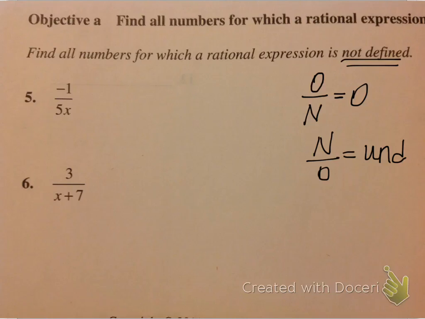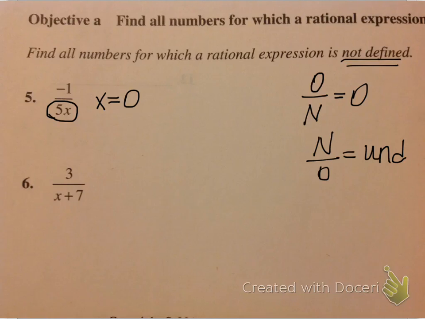So what we have to do when we're dealing with rational expressions is find out what value would cause the 0 to be in the denominator. So when I look at my first problem, negative 1 over 5x, and the directions say find all numbers for which a rational expression is not defined, what they're really asking me is what would cause the denominator to be 0? Well, in this situation, x equals 0 would cause that denominator to be 0 because 5 times 0 would be 0.